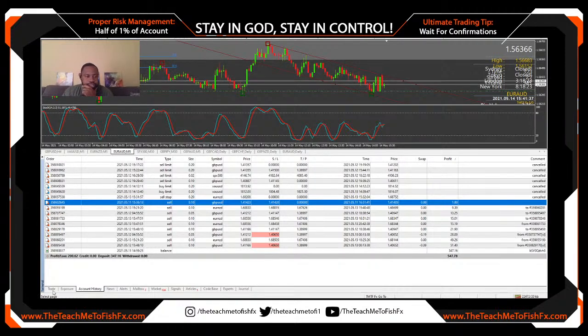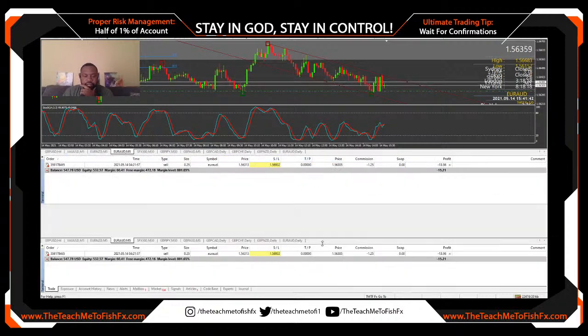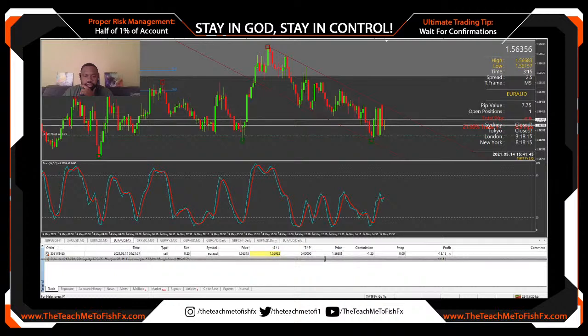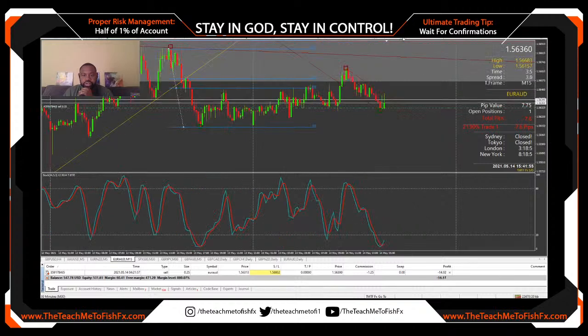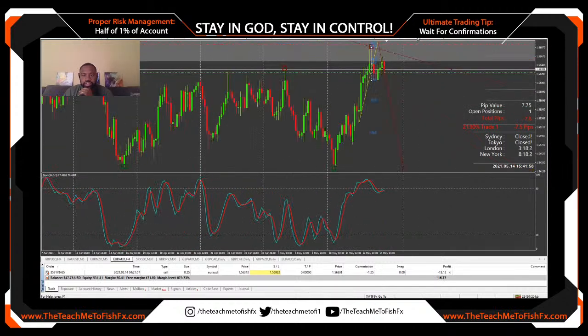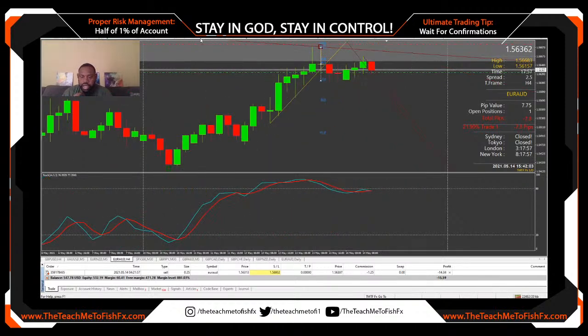All right, let's see. All right, so this trade is coming down for us. We're getting closer and closer to go into profit. Let's take a look at this 4 hour. Okay, we've got about 17 minutes and 50 seconds before the 4 hour candle closes.